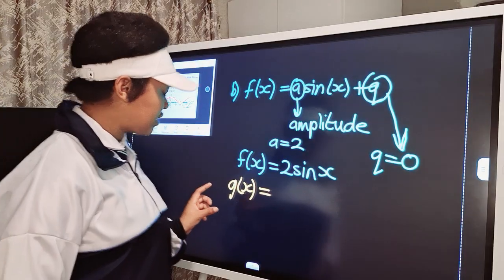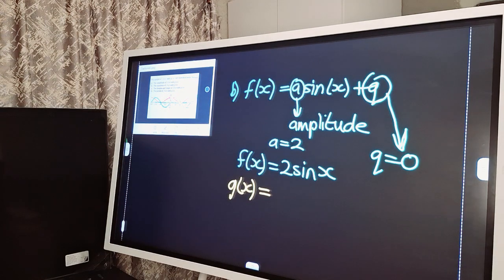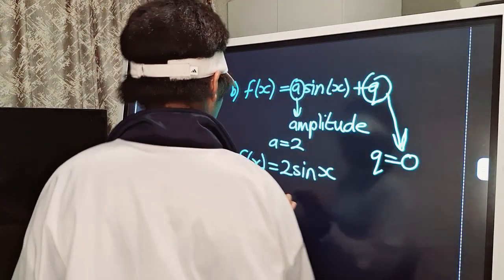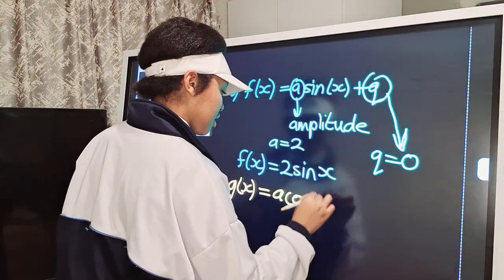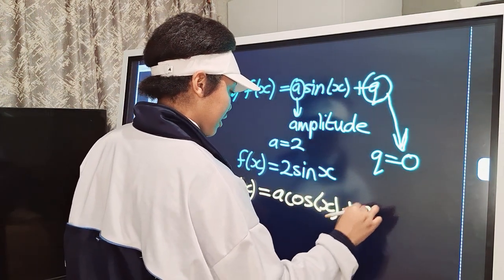Okay, let me just double check this one. I just want to make sure before I write it. Okay, g(x) equals a cos x plus q, the same as this one. A cos x plus q, right?